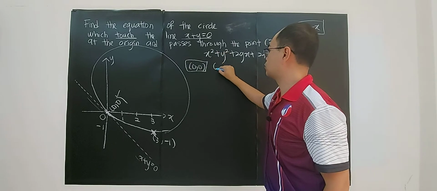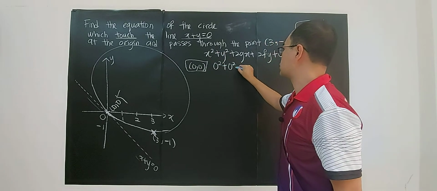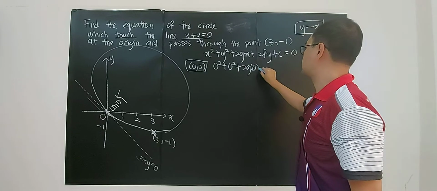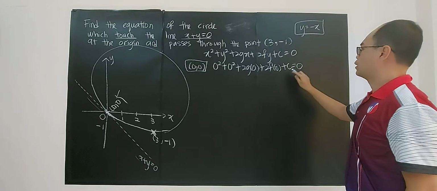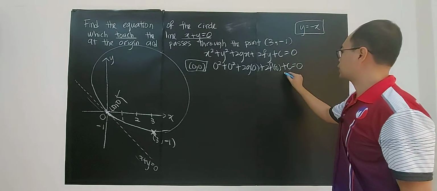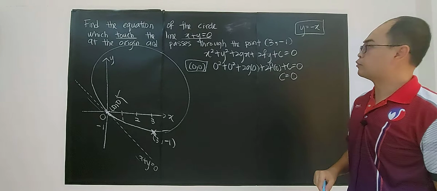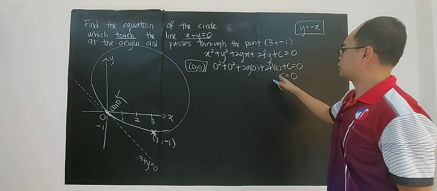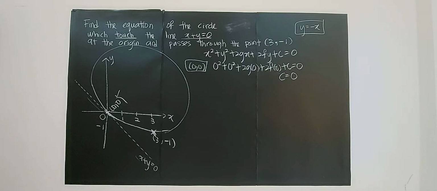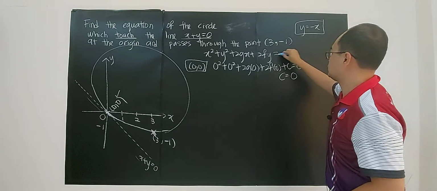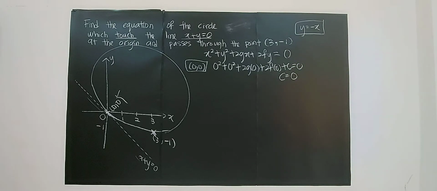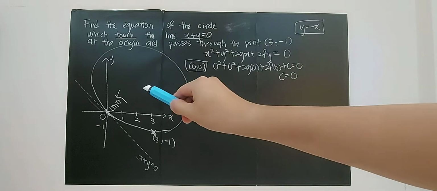I can substitute 0 squared plus 0 squared plus 2g times 0 plus 2f times 0 plus c equals 0. All these turn out to be 0, and you get c equals 0. Now you can simplify the formula, because c is 0, so there is no c term. The equation is x squared plus y squared plus 2gx plus 2fy equals 0. I have used this information.